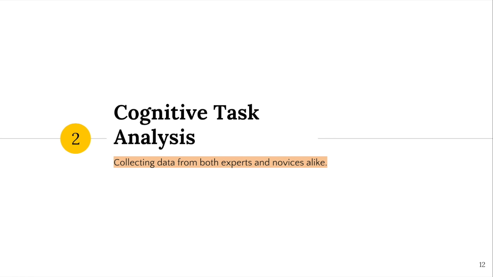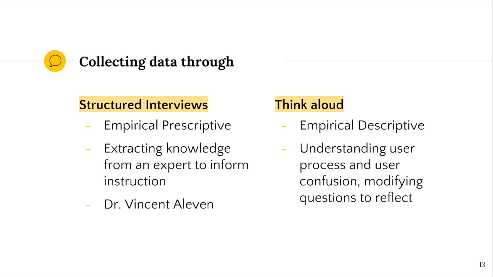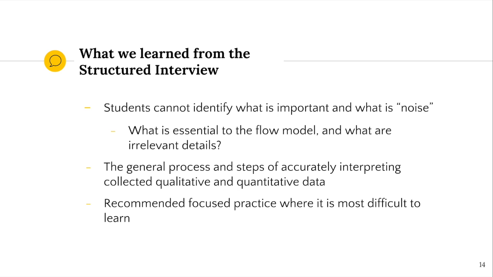Our second step was cognitive task analysis, in which we collected data from both experts and novices. We did this through structured interviews and think alouds, extracting knowledge from both experts and novices to understand different things. One was extracting knowledge from an expert, and that informed our instruction. We talked to Dr. Vincent Alevin in particular. The second was to understand user process and user confusion, especially from novices. And from here, we heavily modified and influenced questions to reflect what we learned here.